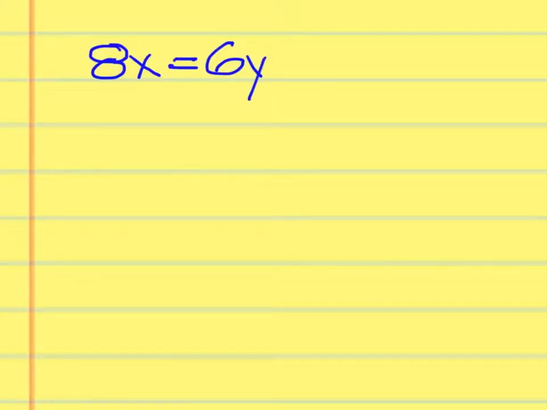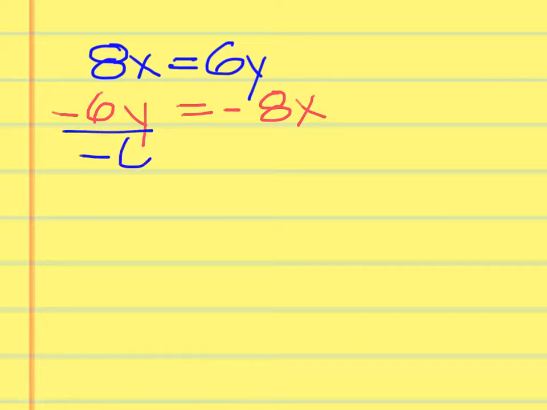You do this problem the same way. You find out where the y is at, and if it's not on the left, you should put it on the left. If I put this 6y on the left, I have to change the sign. I don't want that x term on the left, I put it to the right. Now once I have the y on the left, I want it by itself. So divide both sides by 6, or negative 6.